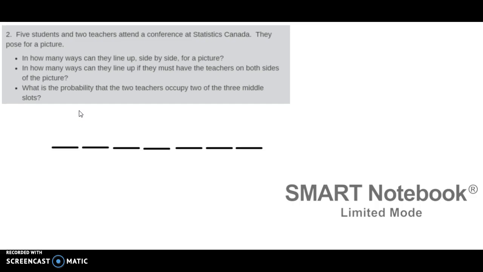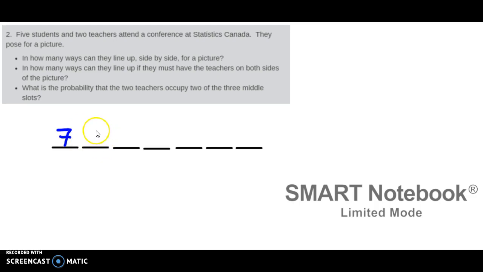Okay, sounds pretty straightforward. So I think I'm going to change the color of my pen here. All right, so we have 7 people in total, 5 students, 2 teachers. And so basically, think of that slot method. The first place in line, how many people could I put in that first spot? Well, I have 7 total people, so I could possibly put any one of the 7 in that spot.